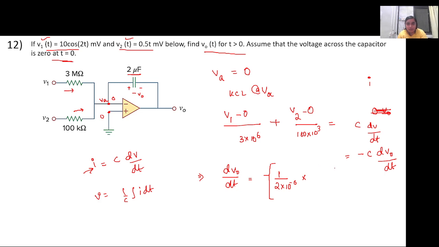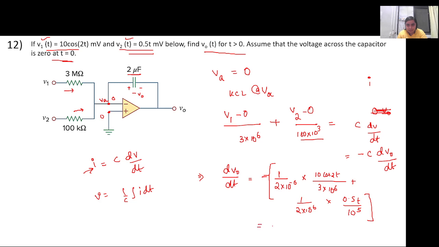V1 is 10 cos of 2t, so 10 cos of 2t by 3 into 10 to the power 6. I've taken the negative sign outside, okay? Then it is again 1 by C, so it is 1 by 2 into 10 to the power minus 6 times V2, which is given as 0.5 t, and R2 is 100 into 10 cube, which is 10 to the power 5.